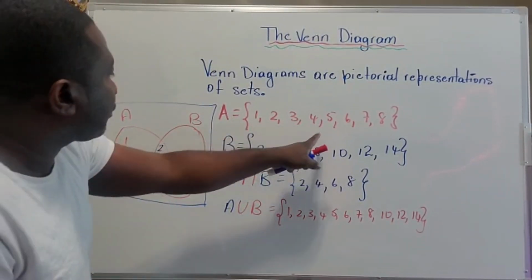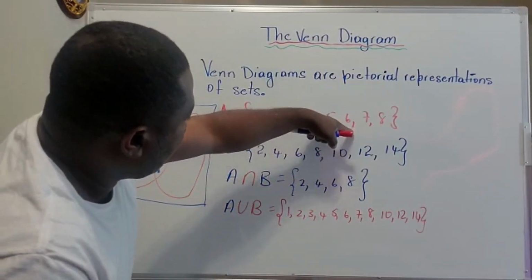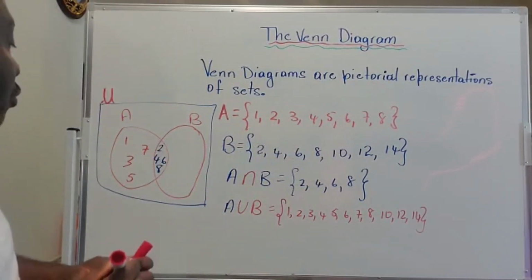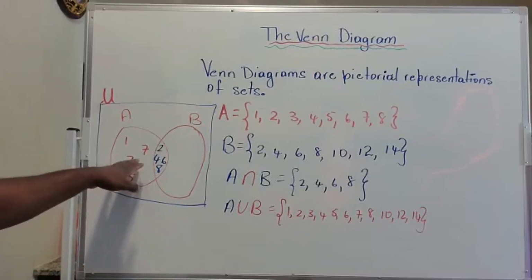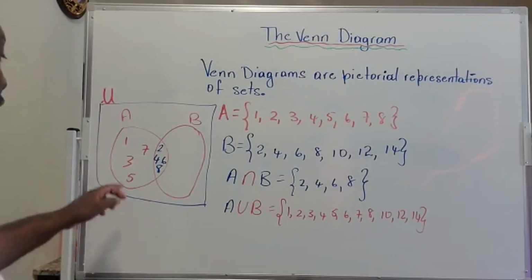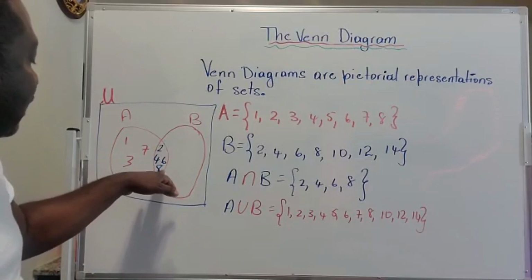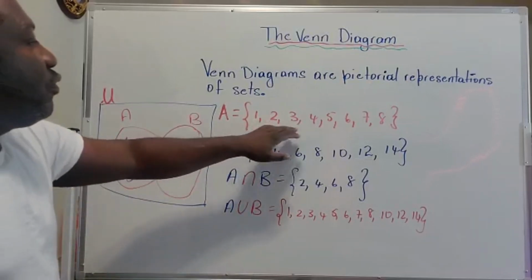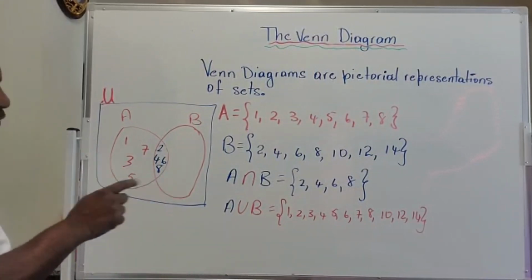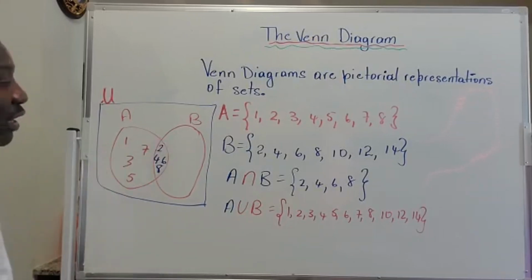So what we need to do, the other elements such as 1 will go in set A, 3, 5, and 7. So these are the elements that will be represented in set A. So if we look, 1, 2, 3, 4, 5, 6, 7, right up to 8. There are 8 elements in set A, 1, 2, 3, 4, 5, 6, 7, 8.